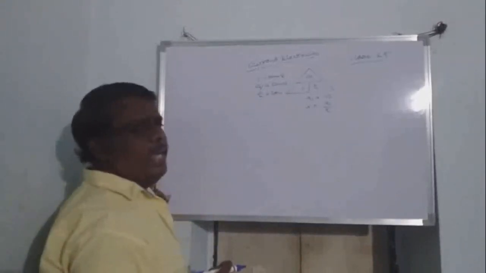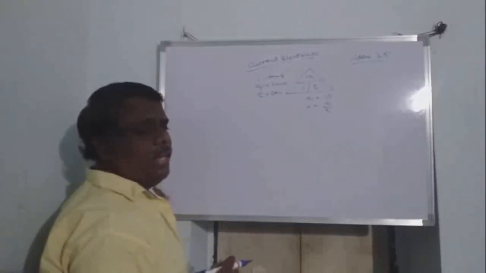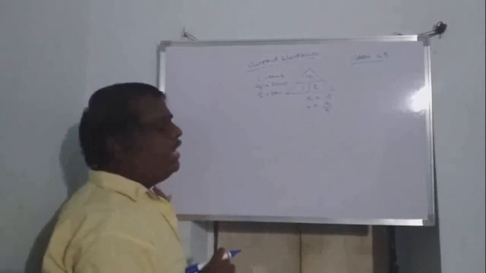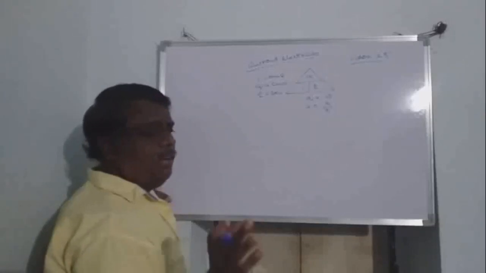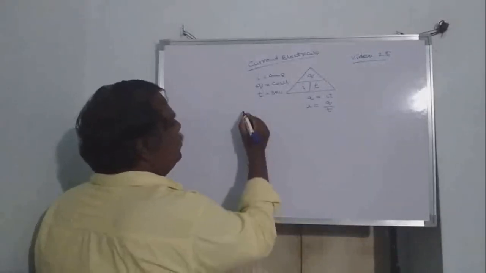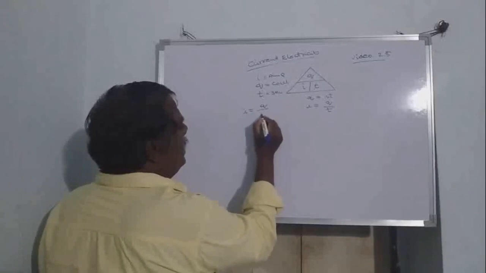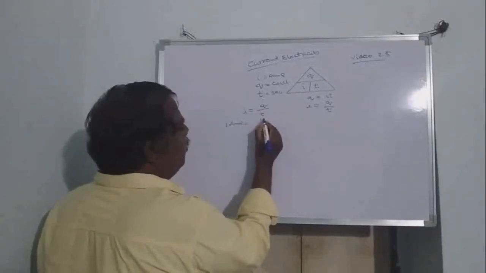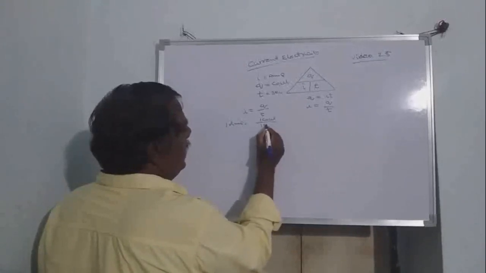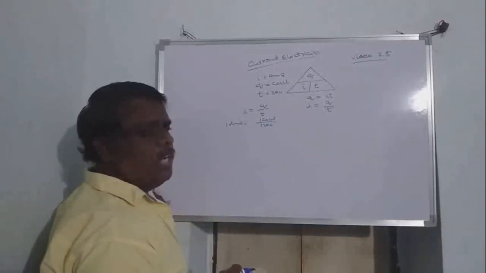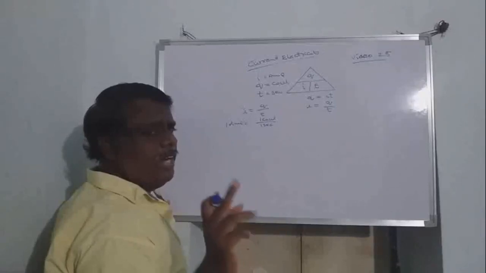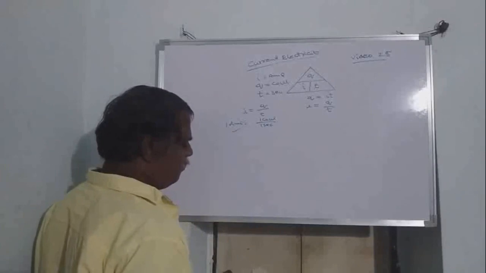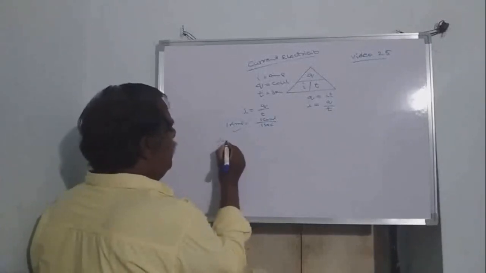So what is meant by current electricity, or strength of current? It is the rate of flow of charge through any section of the conductor. So I = Q/T, and the unit of I is ampere. 1 ampere is equal to 1 coulomb per 1 second. That means 1 coulomb of charge flowing through a cross section of a conductor in 1 second is nothing but 1 amp.